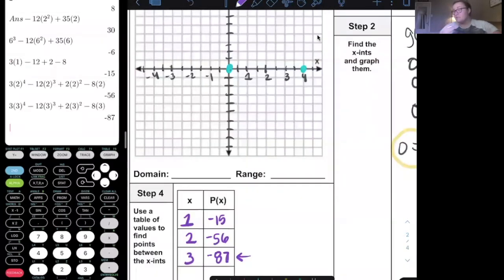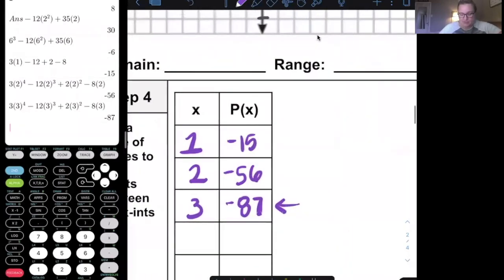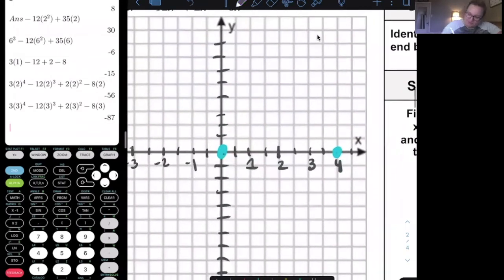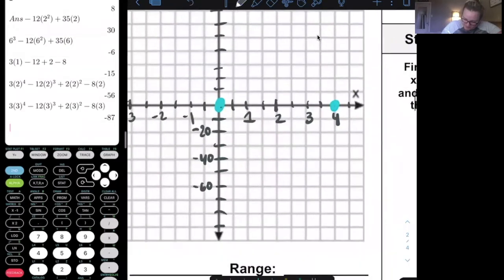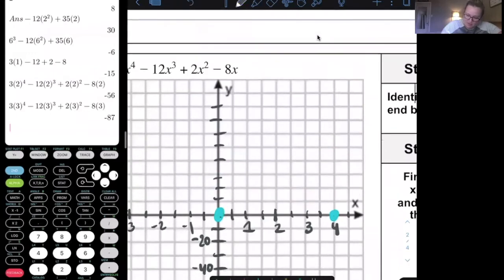All right, so you may have realized that you need to count by like tens on your y-axis, which is fine. So when I plugged in 1, I got -15, 2 got me -56, and 3 got me -87. All right, so I'm gonna count by -10s on my y-axis, and then I'm gonna count by 10s up here because we gotta label everything because your teacher's picky.